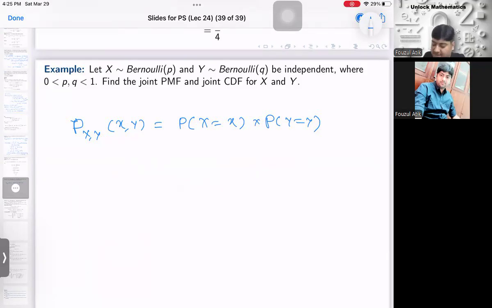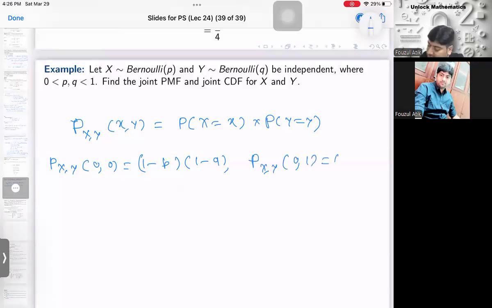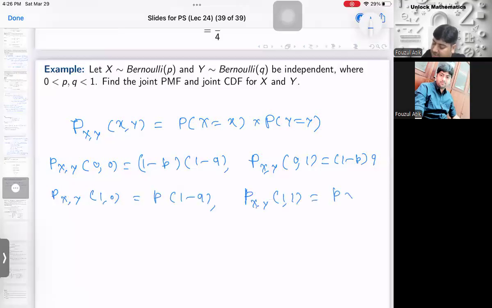Then this probability mass function will have 4 different values: P of xy at 0 0, 0 1, 1 0, and 1 1. So P of xy at 0 0 means what? That x will have failure and y is also having failure. What is that probability? It is 1 minus p times 1 minus q. Similarly, P of xy at 0 1 means what? X is having failure, y is having success. So it is 1 minus p times the probability of success for y, which is q. In the same way, P of xy at 1 0 is p times 1 minus q, and P of xy at 1 1 must be p times q.